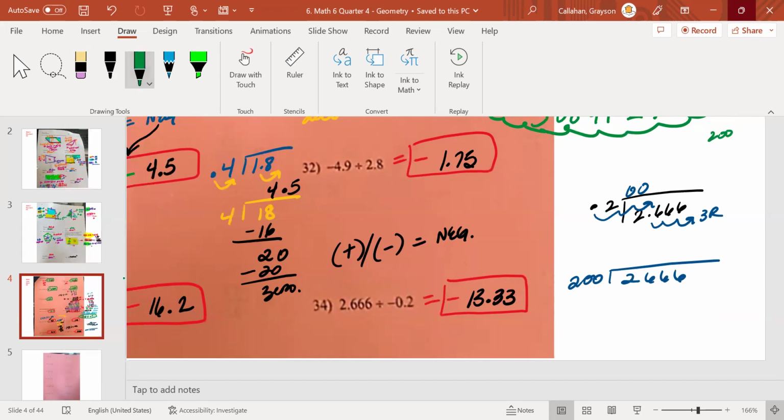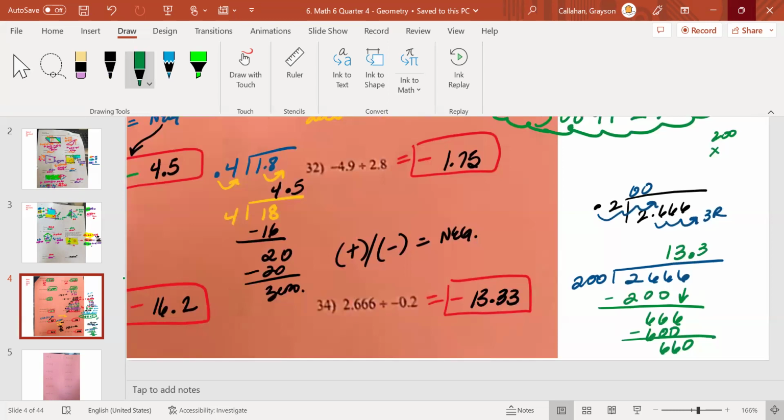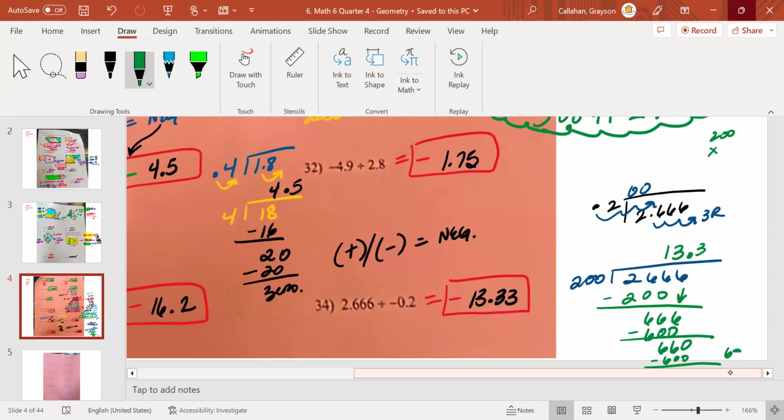Okay. 200 times what gives me 266? Well, that will be 1, right? Because that'll give me a 200, right? 66, bring down the 6. Well, 2 times 3 gives me 600. So I have 6, 6. Don't have enough, put a decimal there, put a 0, right? And then you put another 3, which gives me 600. Subtract it, 60, right? And then you put another 0, and guess what? 200 times 3 gives me 600. If I subtract it, gives me 0. So my answer is negative 13.33. It's a negative because remember, yeah.